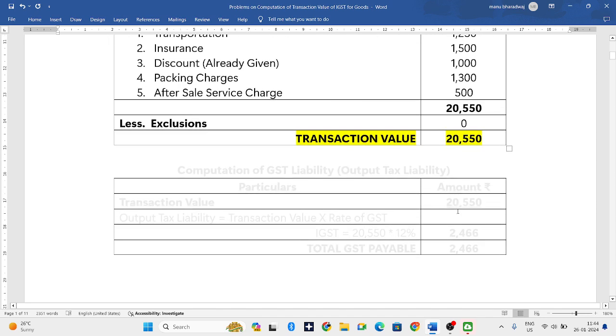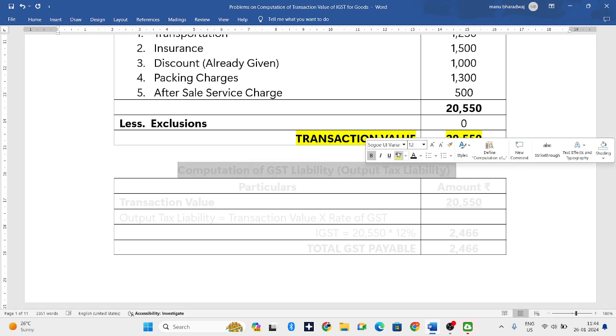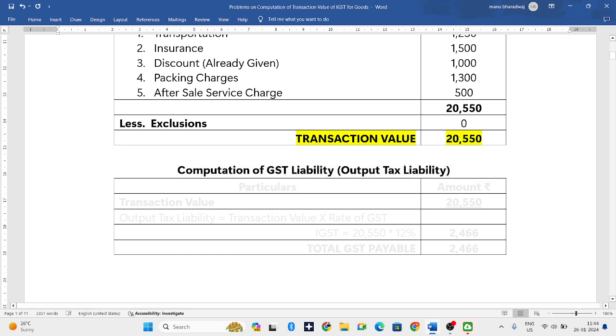20,550. Now we have got the transaction value. Our next procedure is to compute the GST liability, which is known as output tax liability.